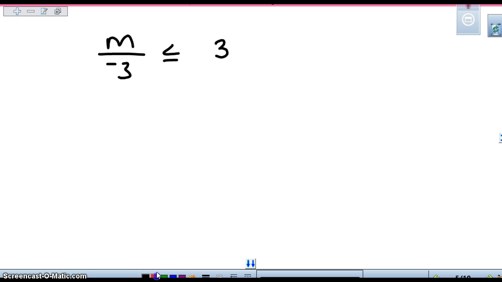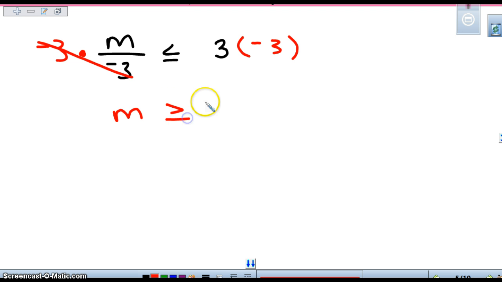If we have to solve m divided by -3 is less than or equal to 3, what is the inverse operation? Multiplication. We have to multiply times -3. What you do to one side, you do to the other. Anytime we multiply by a negative number, we have to reverse the sign. So m is greater than or equal to -9.